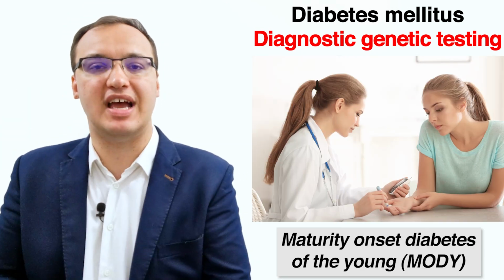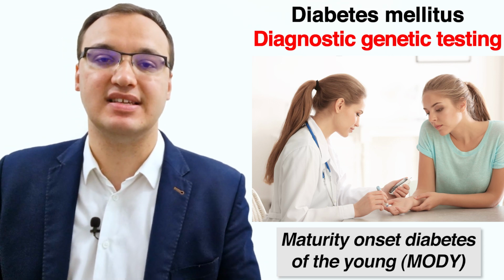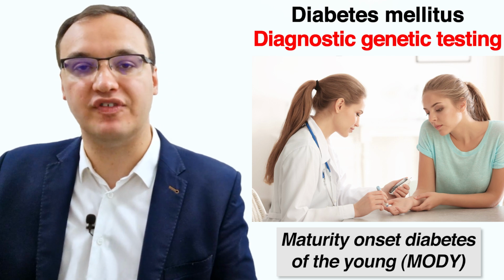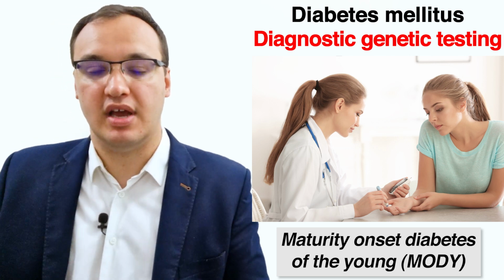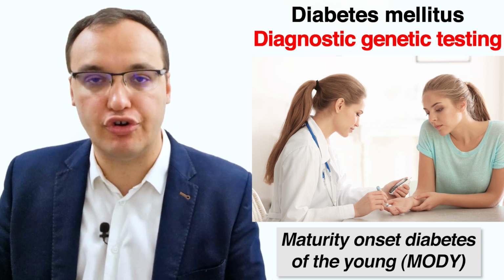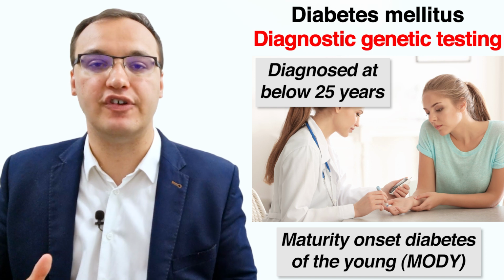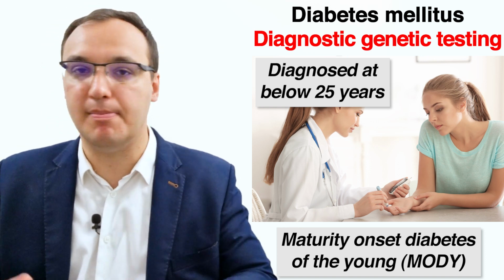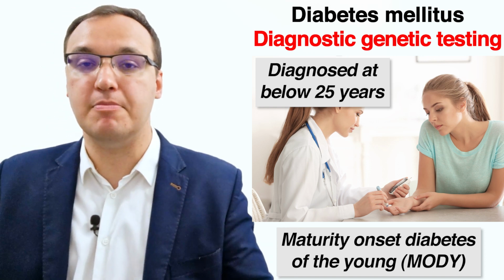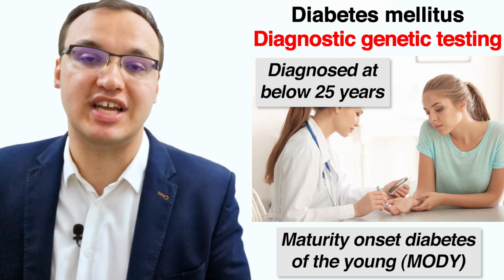And another primary diabetes mellitus syndrome that requires diagnostic genetic testing is the maturity onset diabetes of the young, or MODY. And maturity onset diabetes of the young is a rare clinical disorder characterized by non-insulin dependent diabetes, and it is often diagnosed at a young age, usually below 25 years, and many patients with MODY are misclassified as having either type 1 or type 2 diabetes.